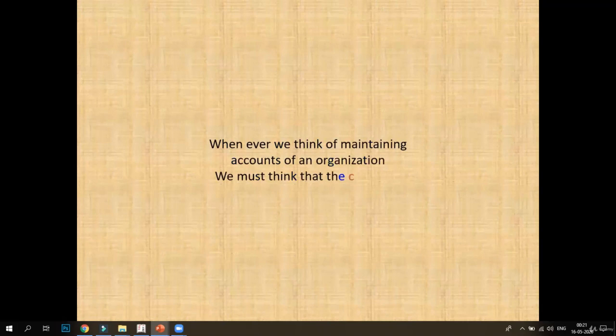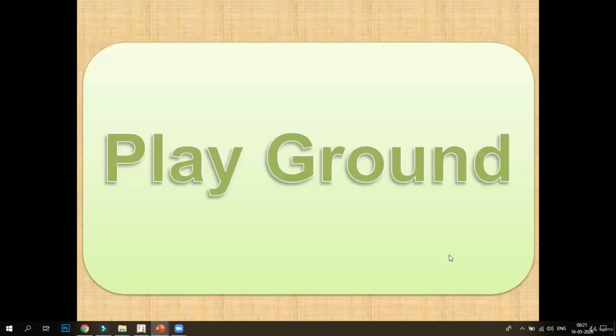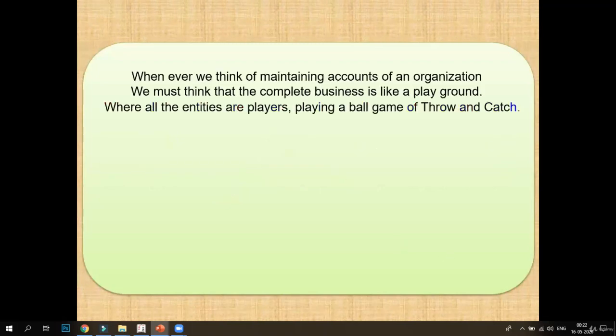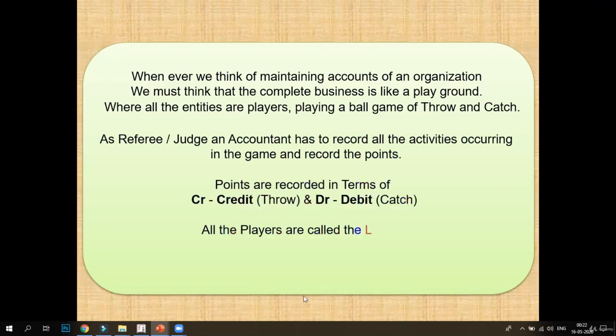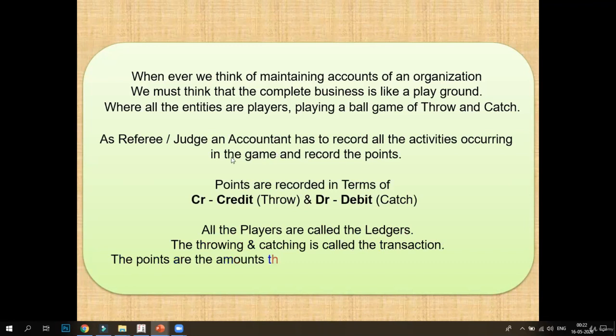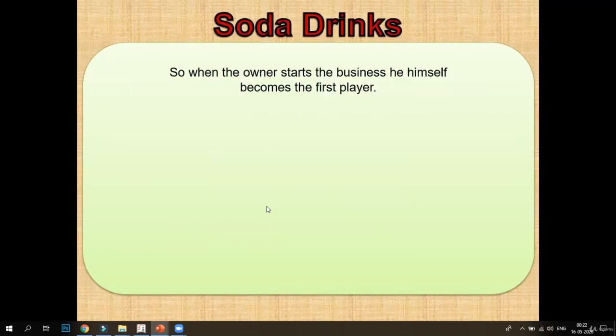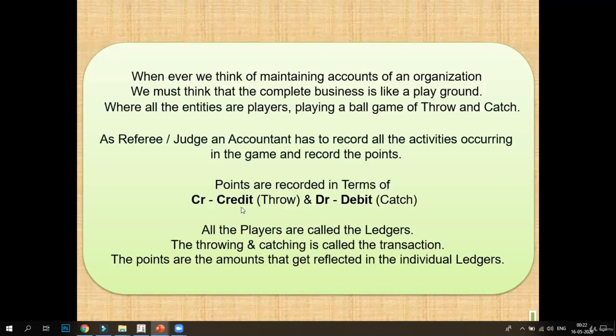Let's think about a football playground, and whenever we think of maintaining accounts of an organization, you just have to think the business is like a playground. Easy? Now, in a playground, some players come, and they are playing a game of throw and catch of ball. So, treat your business accountant as your referee or judge in the football game. The points recorded in the game will be, if we throw something, then we'll credit the amount, and if we catch something, we'll debit that amount.